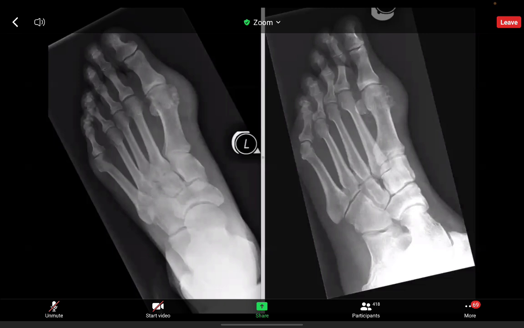Signed above the clavicle on the PA film. Yeah, this is gout. So we've got soft tissue swelling, which is dense, and then we've got an erosion in the juxta-articular position.